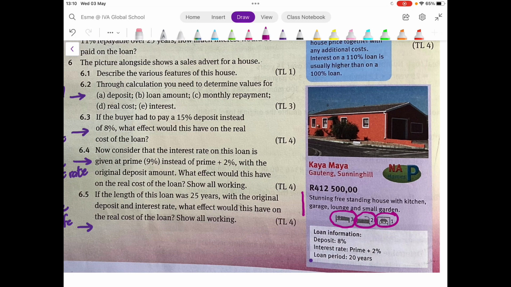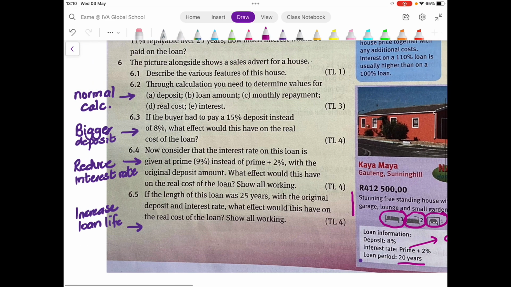One thing wrong with this question, they didn't give us that prime is 9%. So it must always be given to you. The loan period is 20 years. Now, the purpose of this exercise is to do a normal calculation for question 6.2. Then we're going to see the effect of a bigger deposit on a loan, then what happens if we reduce the interest rate, and what happens if we increase the loan amount. And all of those are going to be compared to the normal calculation.